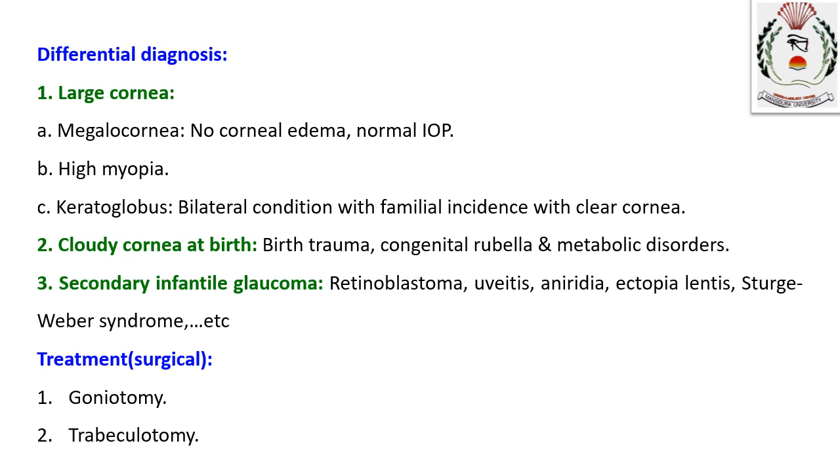The treatment of primary congenital glaucoma is mainly surgical; it cannot be managed medically. We do angle surgery as the main line of treatment to correct the pathology in the iridocorneal angle. Two operations can be used, goniotomy and trabeculotomy. Both operations aim to correct the anomaly in the angle and improve the drainage of the aqueous fluid inside the eye to decrease the intraocular pressure.